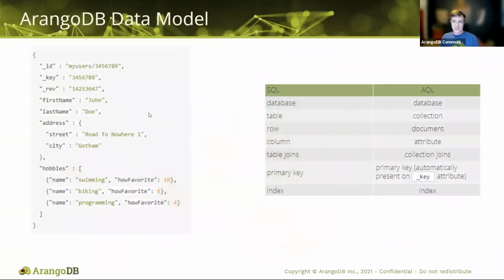So ArangoDB is a NoSQL database. Our documents are structured as JSON-like documents, so you can use JSON syntax, and that's the way our documents will work. Here, this table is a quick comparison between SQL and AQL. We have databases, but we also have a collection, which is somewhat equivalent to a table. We have documents versus rows, attributes versus columns, and so on.